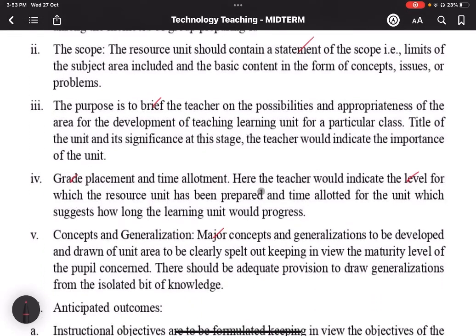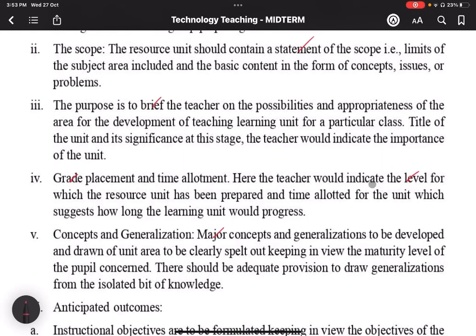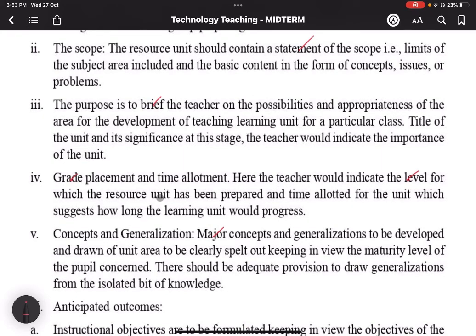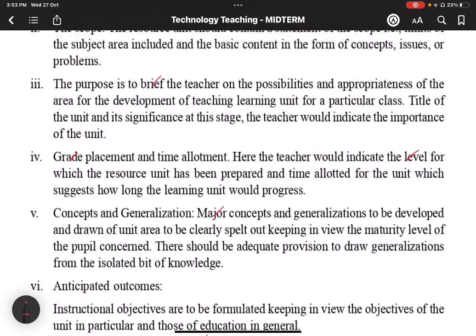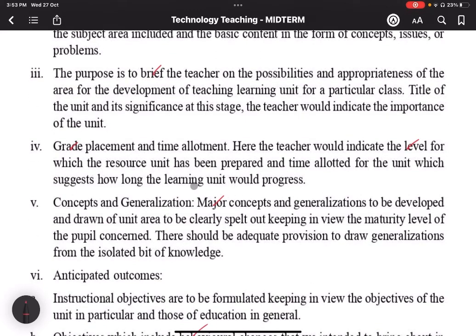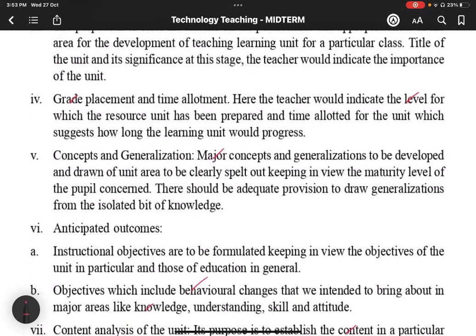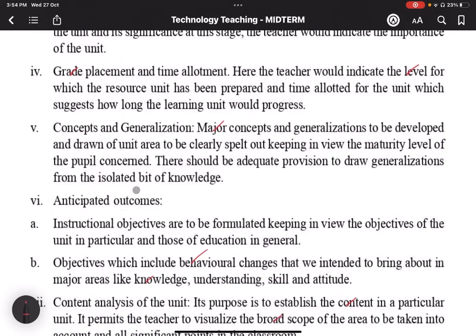Placement and time allotment: the teacher should indicate the level for which the resource unit has been prepared. Dapat naka-indicate kung anong level ng mga students ang ginawang unit na yan, yung resource na yan. Concepts and generalizations: major concepts and generalizations to be developed in the unit area are to be clearly spelled out, keeping in view the maturity level of the pupils concerned. Ano yung alam nila, ano yung knowledge na alam nila, dapat ma-take into account din yun during the development of concepts and generalizations.